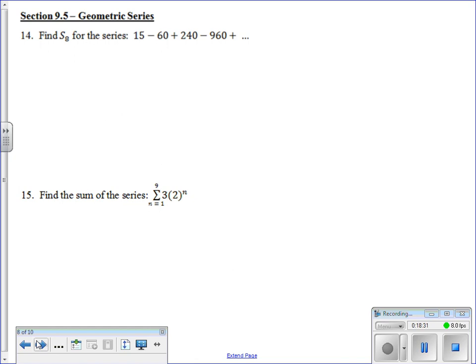Geometric series. And there's a hint. Geometric series, which means it's going to be r, not d. So you can eliminate any of the ones with d in it. Okay. So, I know my first term. I know how many terms, because it tells me 8 of them. And then I need to figure out what r is. How do I get from 15 to 16? r is negative 60 divided by 15, or negative 4.